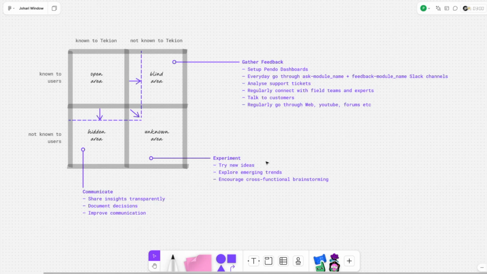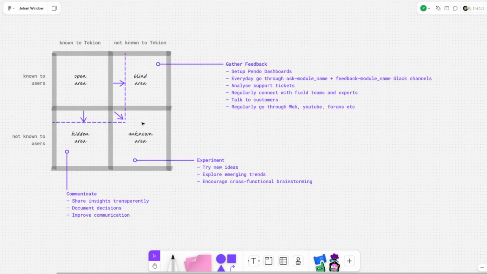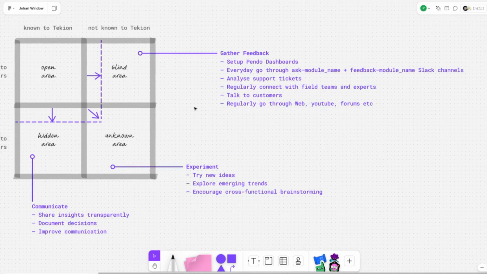Sometimes bringing in cross-functional people and brainstorming is also a wonderful idea, because you know only as much as you know, right? So if you bring in, let's say, other developers, product managers, or someone from another industry altogether, and try talking to them about something, they may share a perspective or insight that you may really enjoy or that will give you a new idea. And that experimentation will help you reduce the unknown areas and increase the open areas.